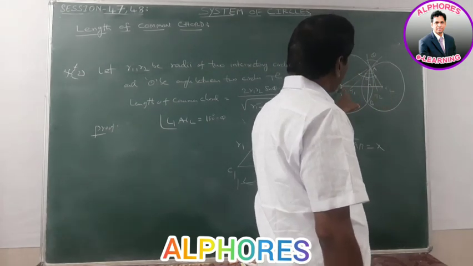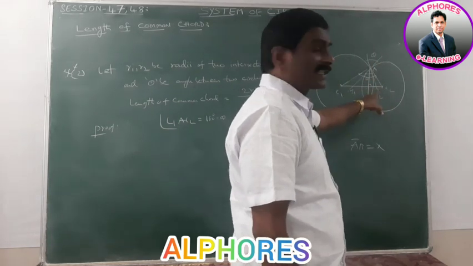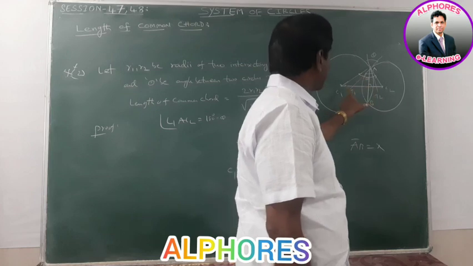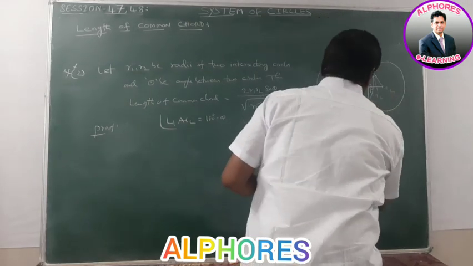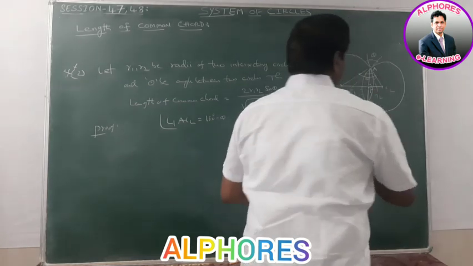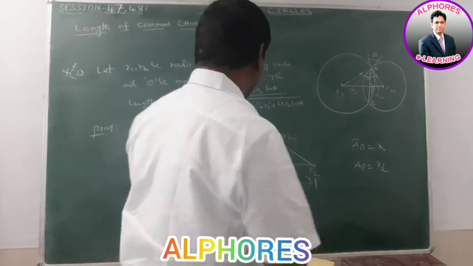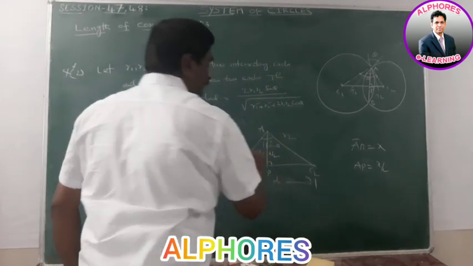Suppose this is C1, it is C2. The radical axis is perpendicular to the line joining the centers, that means the angle is 90 degrees. That means this is the midpoint of the chord AB. Say this value is P. AP is equal to PB, that means AP is equal to X by 2. Please observe this point. AP is equal to X by 2.